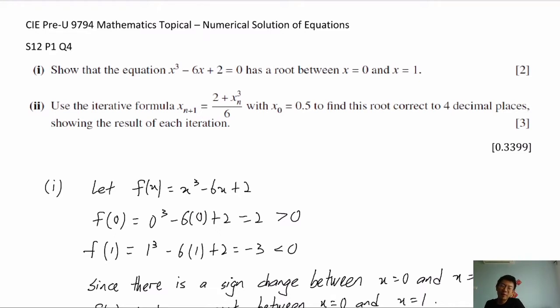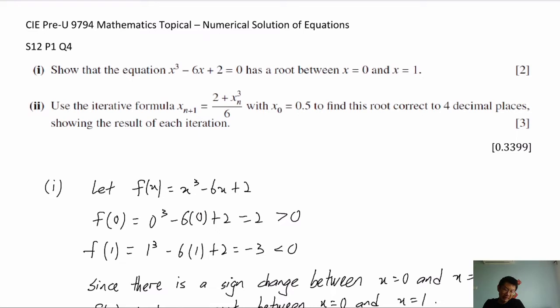Okay, everyone, we'll look at the answer for this. So first question, show that this equation has a root in between x equals 0 and x equals 1. Whenever we want to show that an equation has a root in between two values of x, we actually look at the sign change rule.